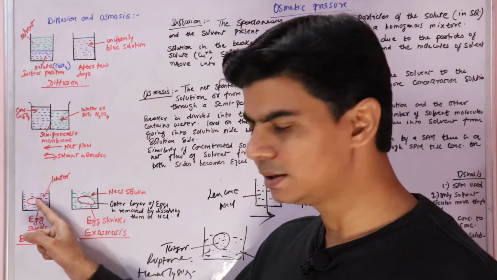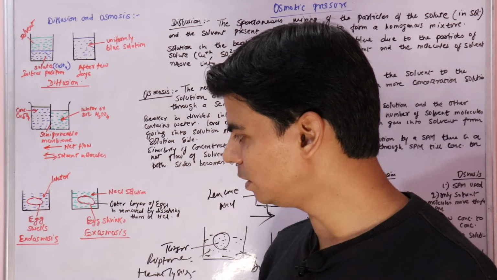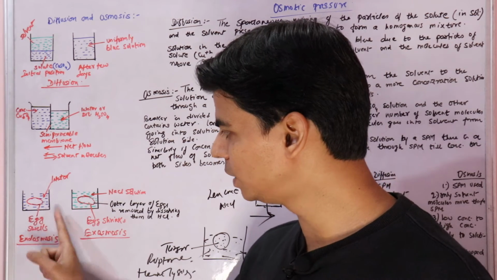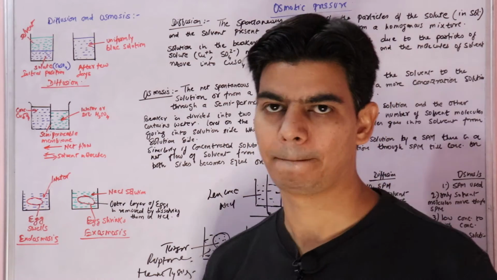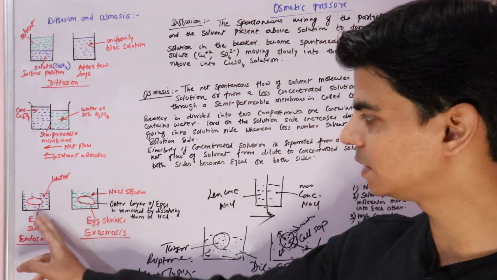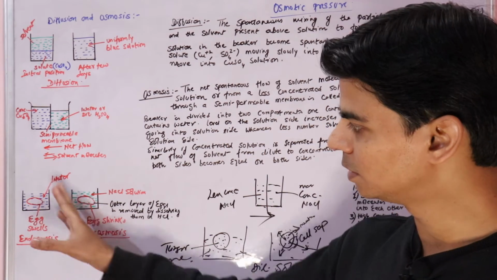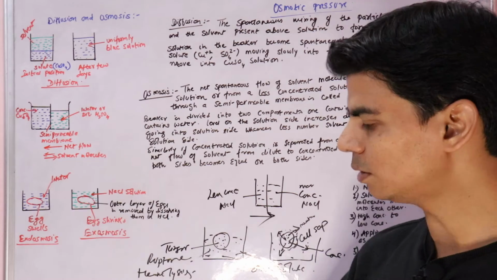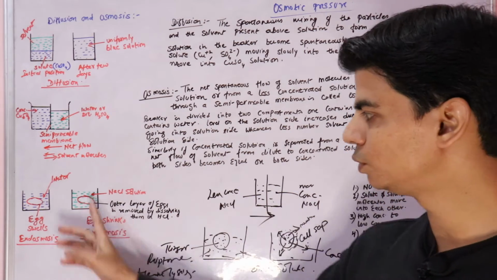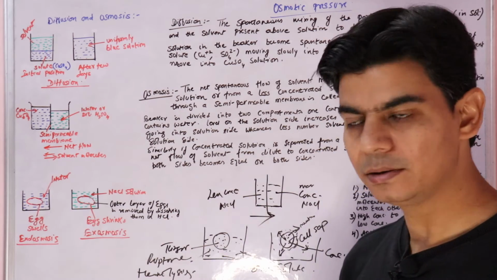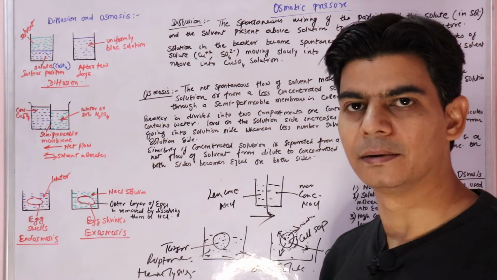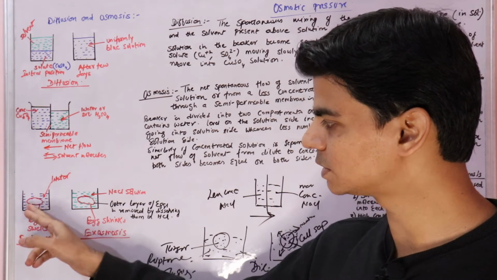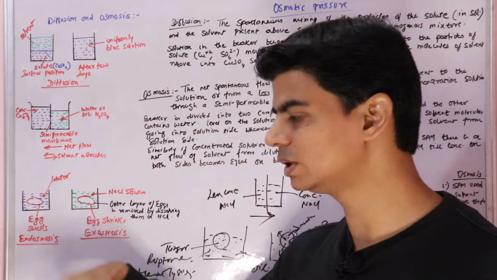Water will move inside the egg and the egg will swell. The egg will swell in the water, right? The egg which is placed in water will swell up because, due to osmosis, water went through the semi-permeable membrane of the egg into the inside of the egg. So water moved inside the egg, resulting in the swelling of this egg.